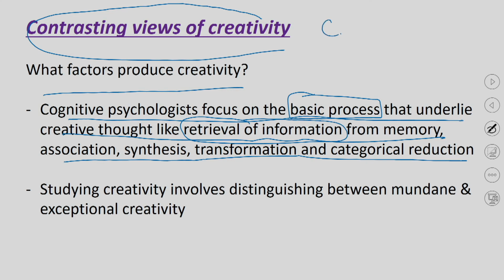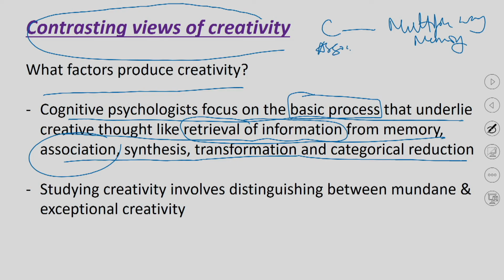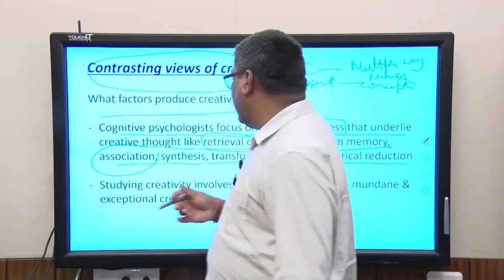How quickly? Creative people can come up with multiple ways of accessing memory. That is one thing to look at. Also, association between concepts in memory. Creative people have novel concept associations. Different concepts can be associated in different ways. So, that is one thing to look at.